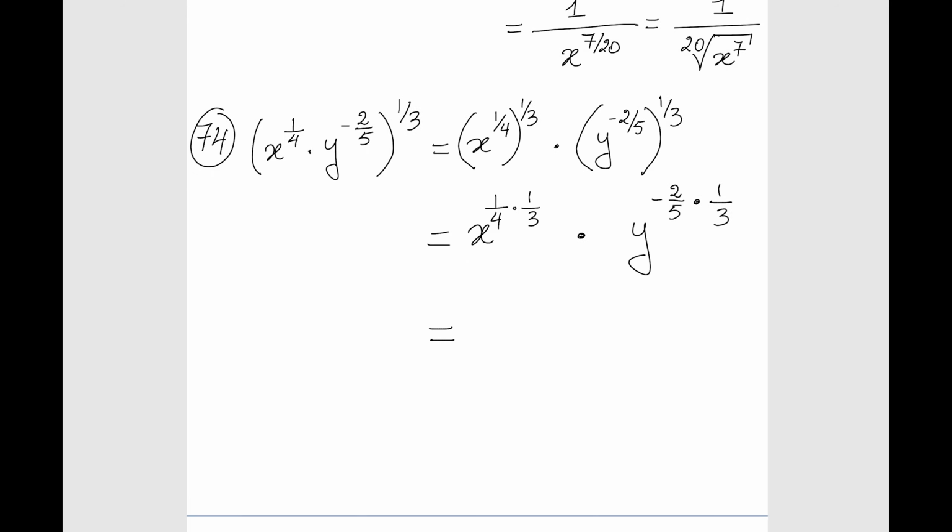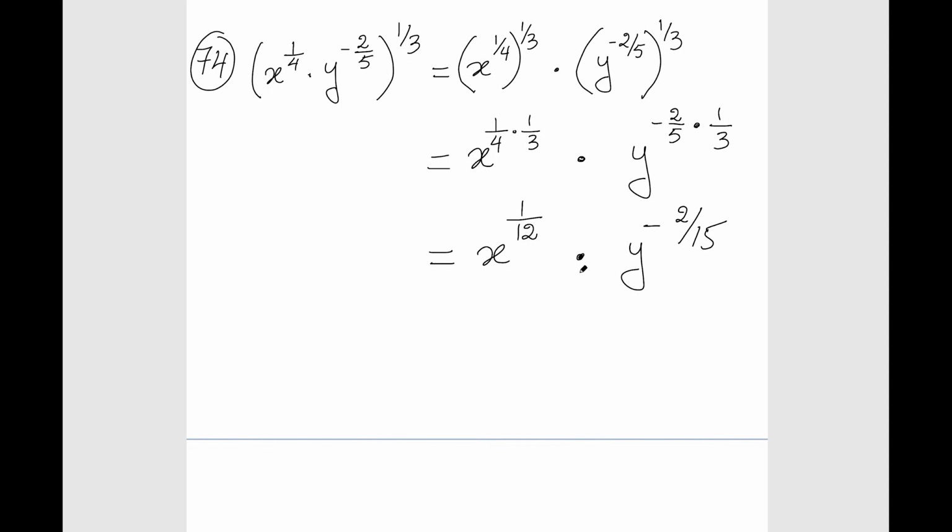Now what do I get? I get x to power 1/12 times y to power -2/15. Correct. And this minus means the reciprocal, so we can write this as x to power 1/12 divided by y to power 2/15. Right?